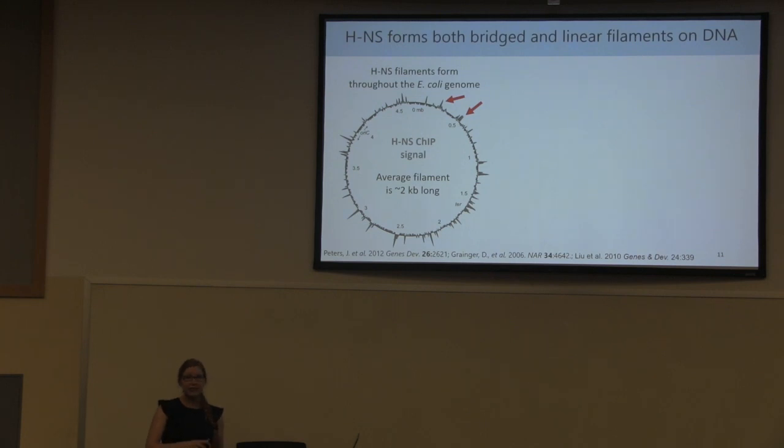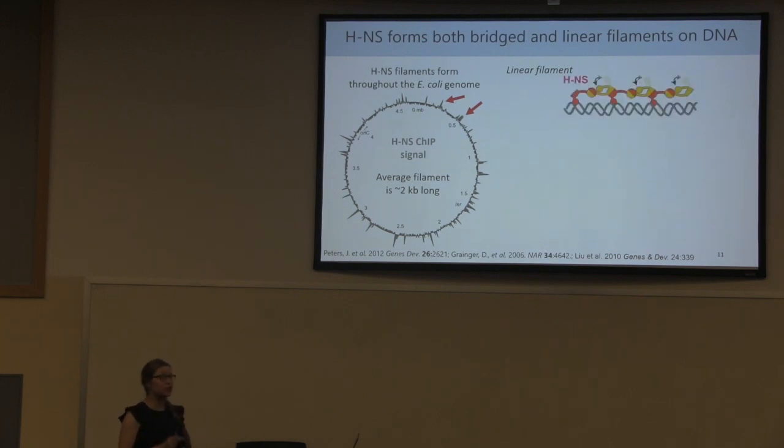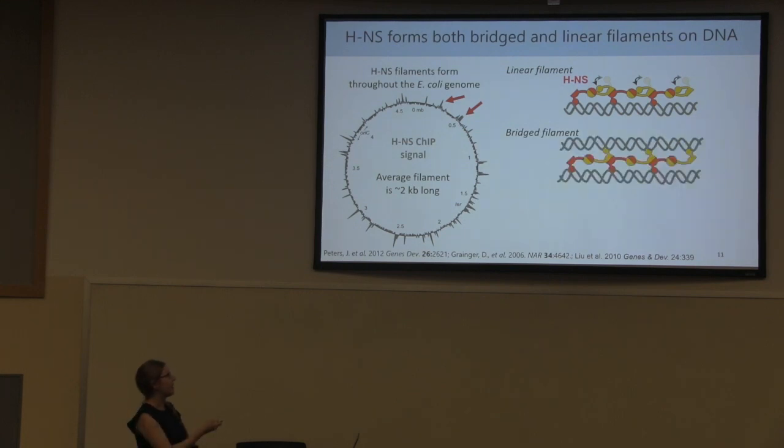And we know from in vitro studies that H-NS can adopt two different conformations. It can form a linear filament, which is where H-NS binds to just one segment of DNA. And this is in contrast to the second conformation, the bridged filament, where H-NS can bind to two segments of DNA. And I'm showing you cartoons for these filaments here because we really have a lot of questions about what these filaments look like. We don't have a structure of the full-length protein, and so it's difficult to imagine how all of these monomers can arrange themselves within either the linear or the bridged filaments.